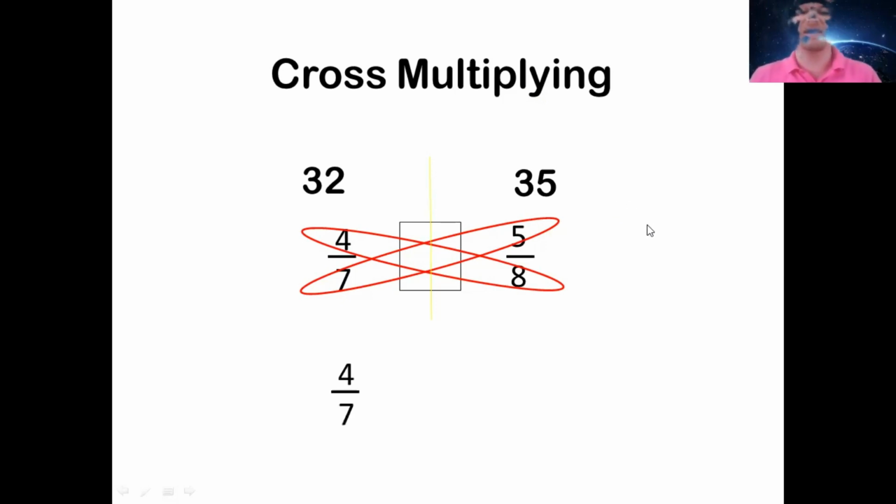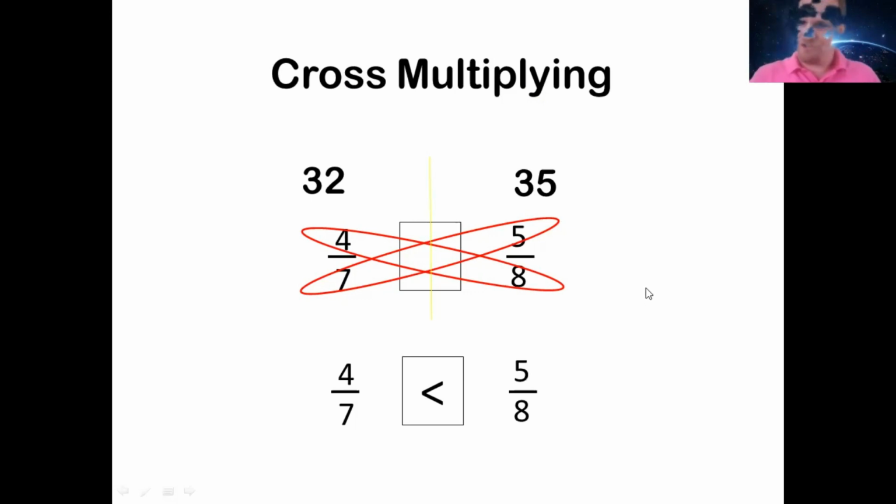And now we can clearly see that 35 is bigger than 32. So we know that 4 over 7 is less than 5 over 8. Okay, you can always use this method with single fractions. Okay, it's a lot quicker than finding the least common multiple.